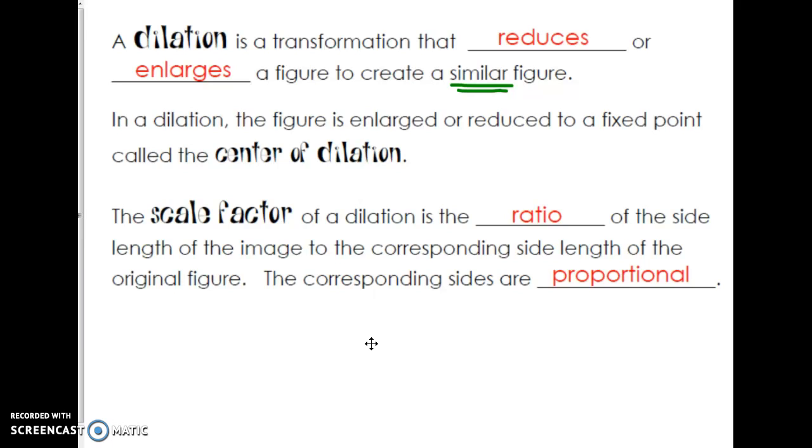We talked about our eyeballs dilating, right, which lets more light in when it's dark out, and then they dilate smaller when you get out into the bright sunlight, okay? So guys, in a dilation, you enlarge or reduce it with a center of dilation, okay? That's usually the origin, just like rotations, you rotate around the origin.